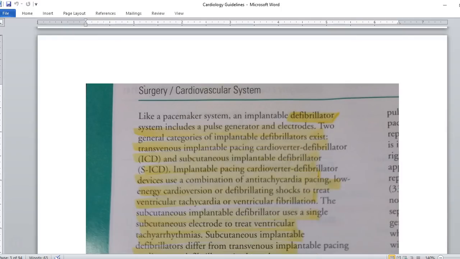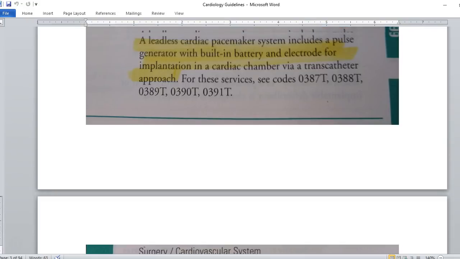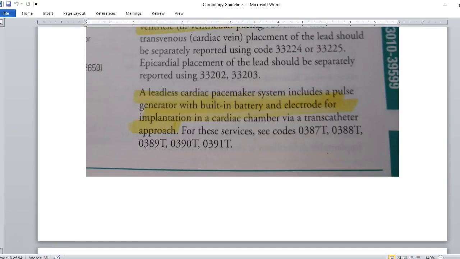So, when it comes to the pacemaker systems, we also have what we call a leadless cardiac pacemaker system. This also includes the pulse generator with the built-in battery and electrode for implantation in the cardiac chamber via transcatheter approach, okay?